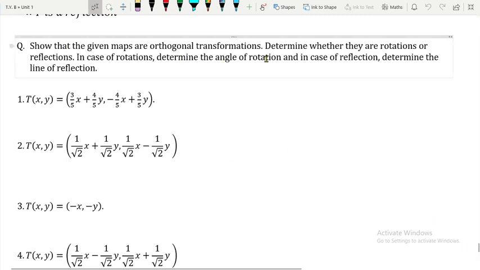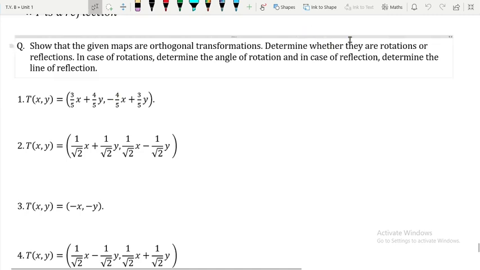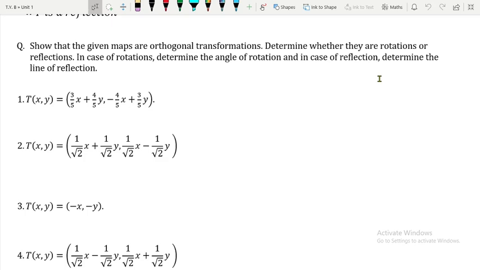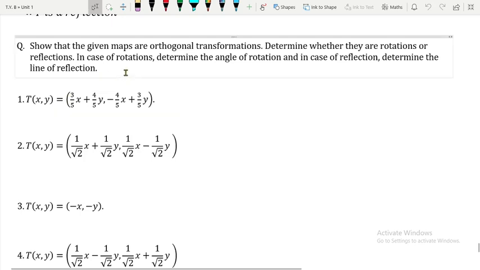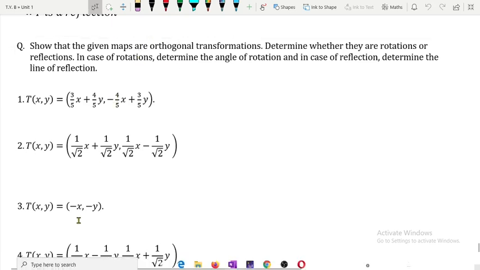Today we are going to see examples on orthogonal transformations from R2 to R2, and we are supposed to find rotation or reflection. In the last class we have seen that any orthogonal linear transformation from R2 to R2 is either a rotation or a reflection. So over here we are going to discuss examples on the same. We are supposed to check whether the given OLTs, so first of all we are supposed to show that these maps are OLTs.